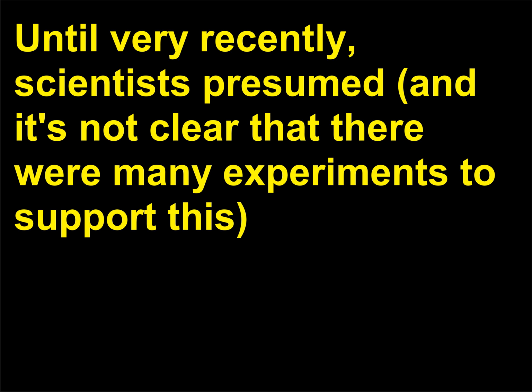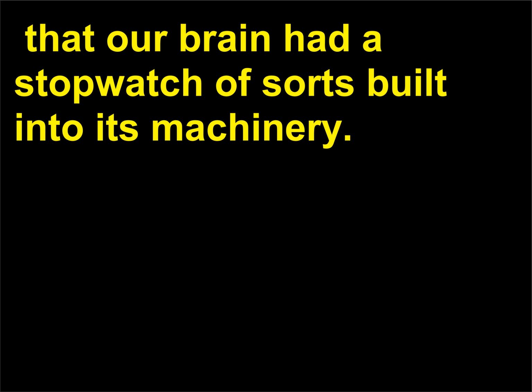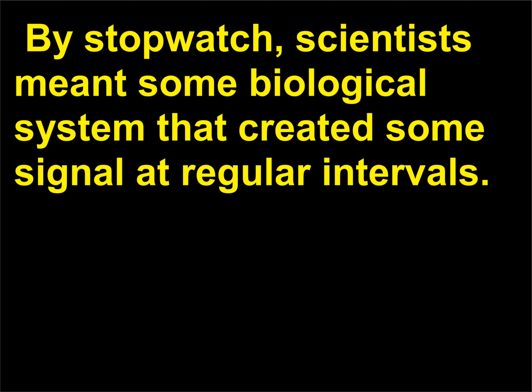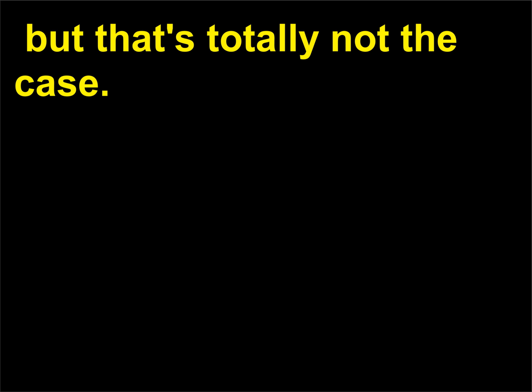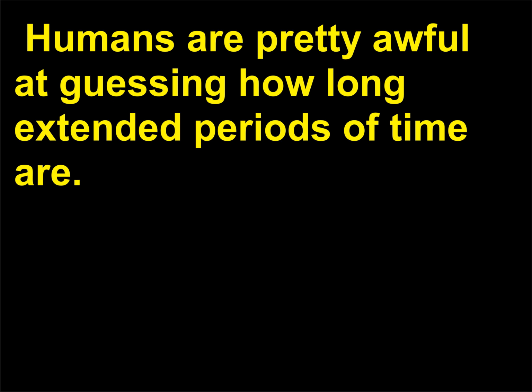Until very recently, scientists presumed, and it's not clear that there were many experiments to support this, that our brain had a stopwatch of sorts built into its machinery. By stopwatch, scientists meant some biological system that created some signal at regular intervals. If this were true, we would be equally good at estimating short and long periods of time. But that's totally not the case. Humans are pretty awful at guessing how long extended periods of time are.